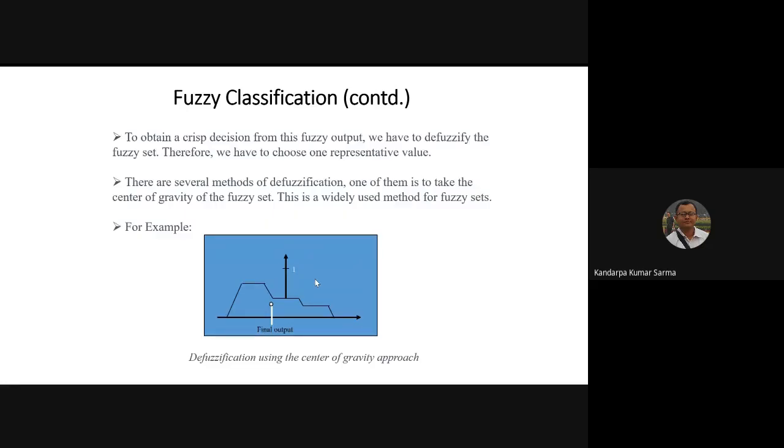So now to generate a crisp decision from the fuzzy value, we have to defuzzify the fuzzy sets. Therefore, we have to choose one representative value. So we have talked about the defuzzification process, but the most common one is to use the center of gravity, and through that we can generate a defuzzification process, and that way we can give the result to the real world or to the crisp world.